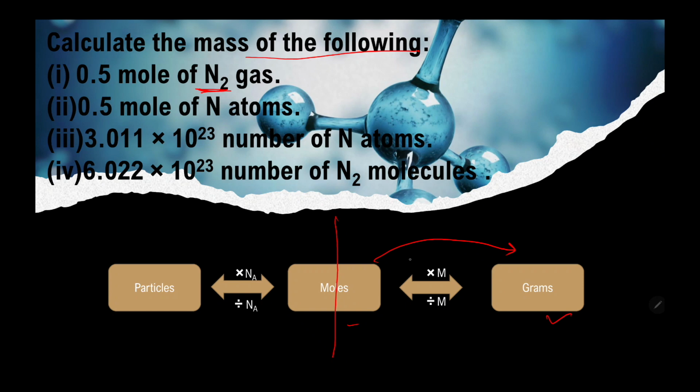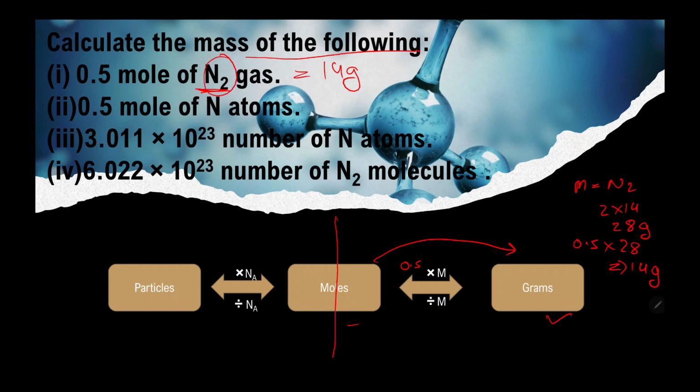So the given number of moles is 0.5 of N2 gas. You have to calculate the M, because now you have to multiply 0.5 into M. What is M? M is the molar mass. So how will you calculate the molar mass of N2? That is 2 into 14, which equals 28 grams. So this is 0.5 into 28, which equals 14 grams. So in 0.5 mole of N2 we have 14 grams of nitrogen gas.